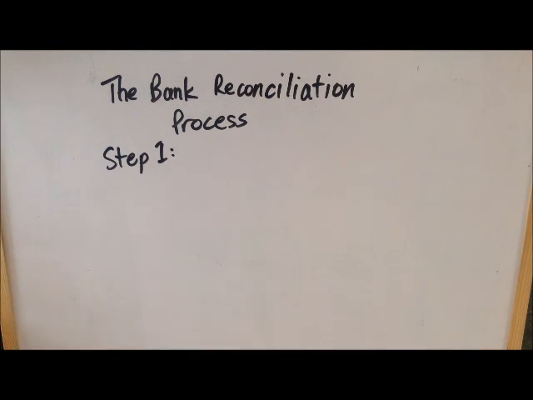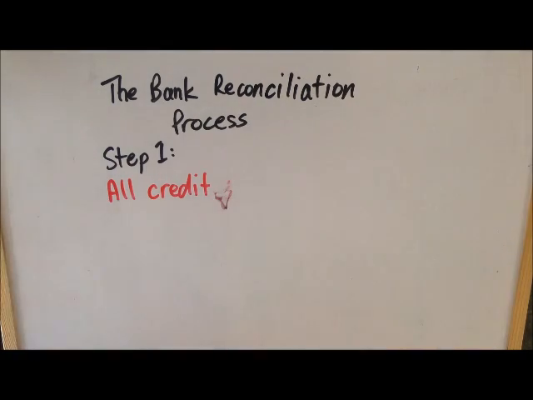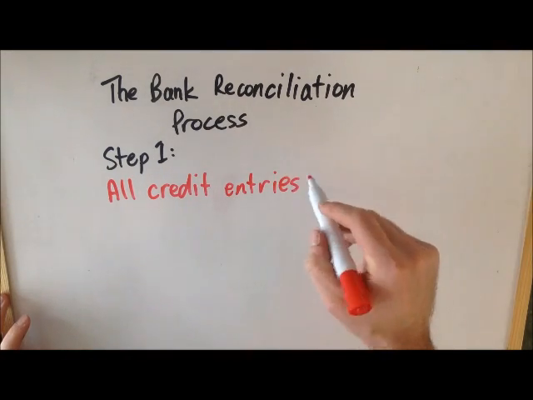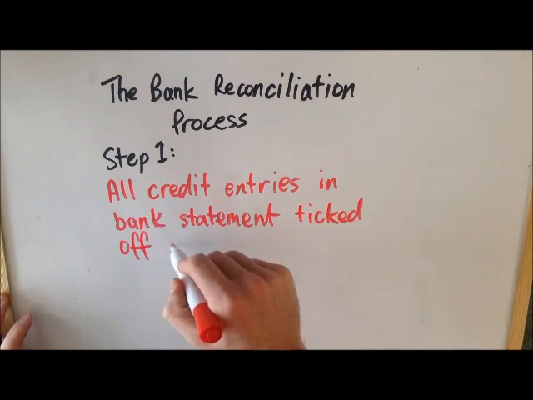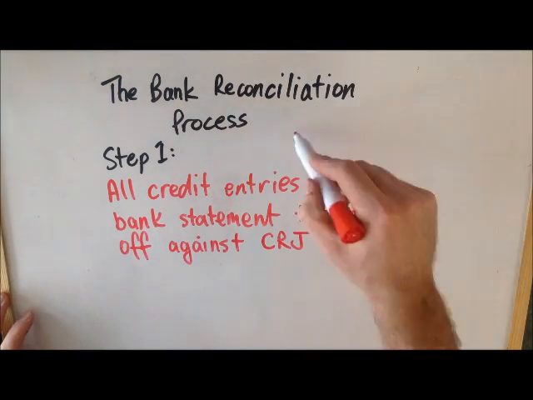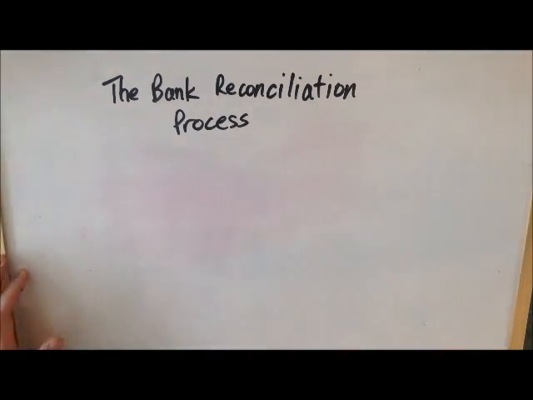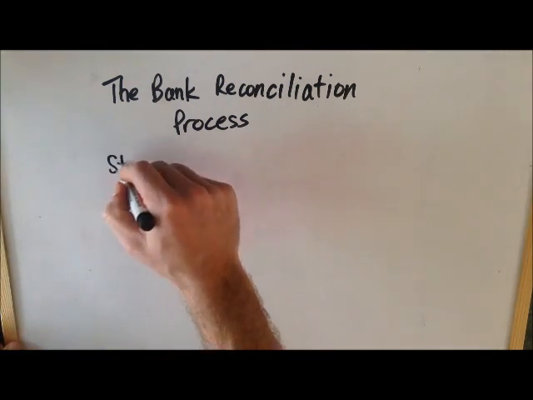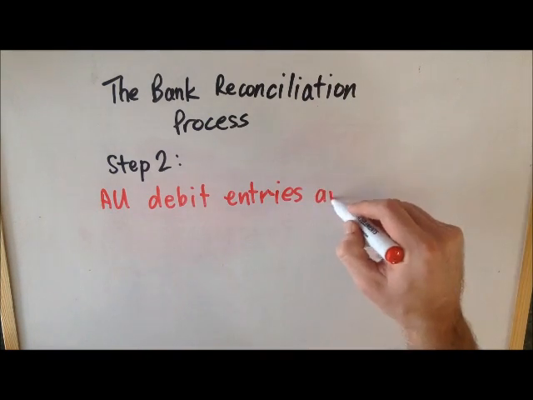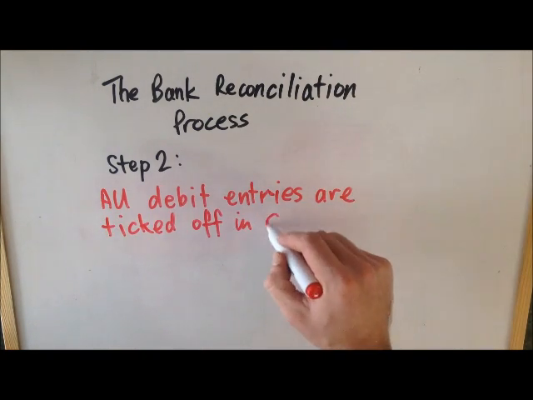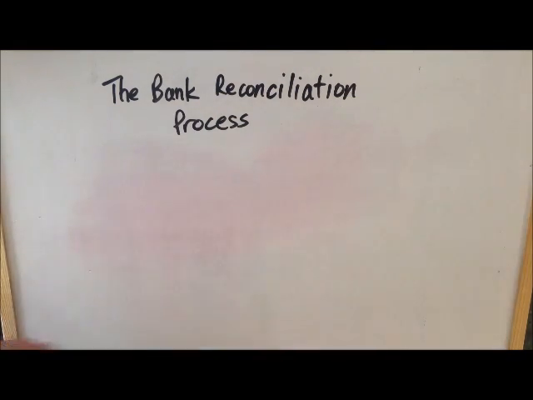So step one in the bank reconciliation process is we basically tick off all the credit entries in the bank statement against the entries in the cash receipts journal. So like I've said, if you can do a tick, you can basically do step one and step two, because step two is all the debit entries need to be ticked off in the cash payments journal.